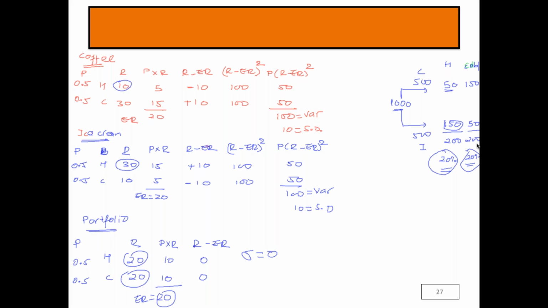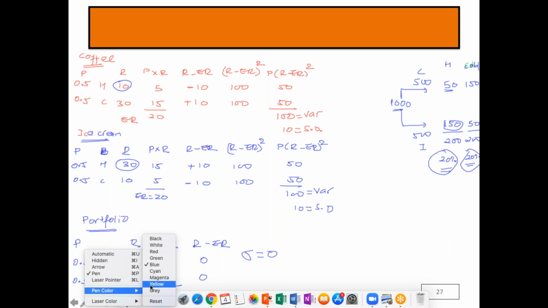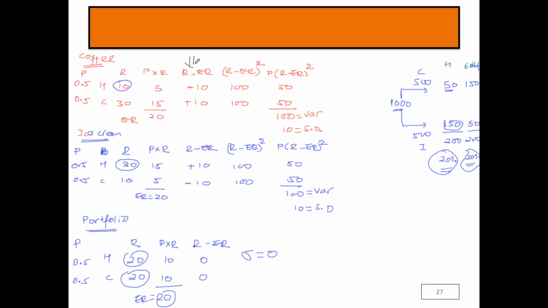But my question to you is quite different now. How come risk on the portfolio has been 0? Both securities are risky, so how did the portfolio actually become riskless? That is an interesting question to answer. I'm having both the securities to be risky, then how come my portfolio risk has been 0? So the answer is very simple. Now check this column, the most important part in the whole computation is this one, that is the return minus expected return. This is the most important part. See this.